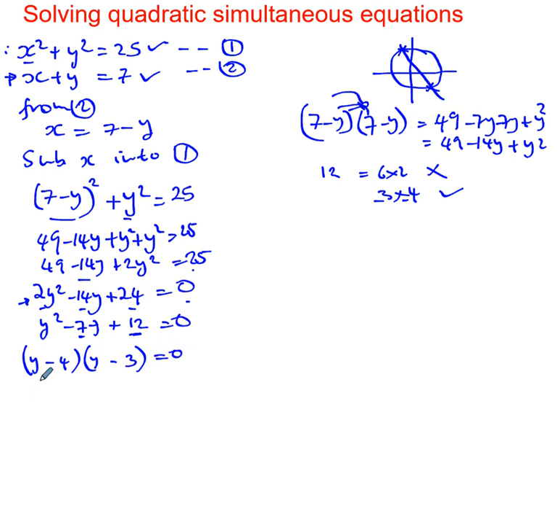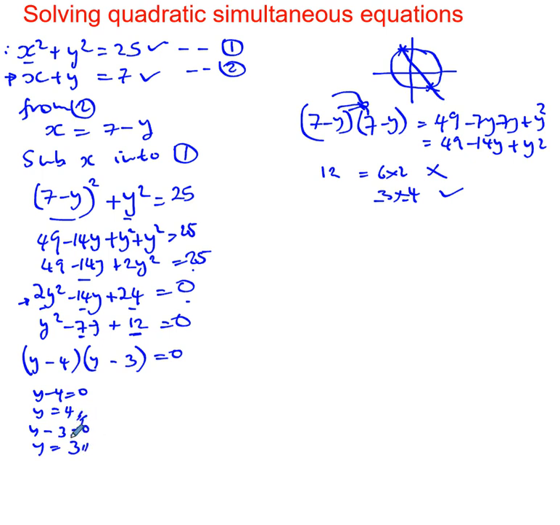From this point, you solve. So y minus 4 equals 0, so therefore y equals 4. And from the second bracket, y minus 3 equals 0, y equals 3. So you've got your two solutions.